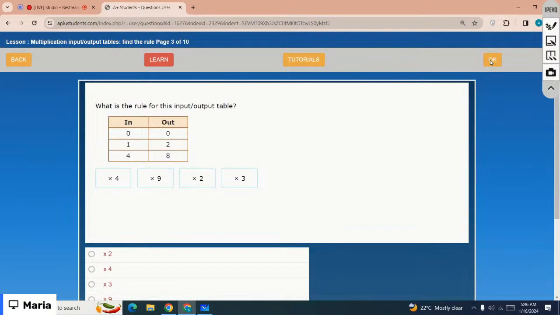Okay, the next one is what is the rule for this table? What is the rule for this input output table? Probably in 5 minutes. Don't worry, we'll end in 5 minutes. What is the rule for the input output table?